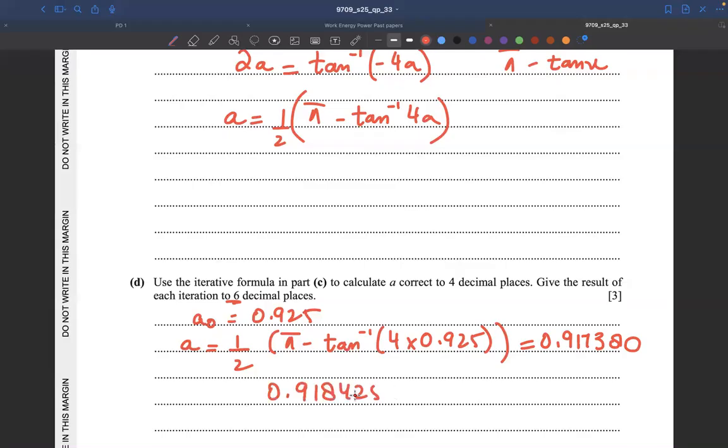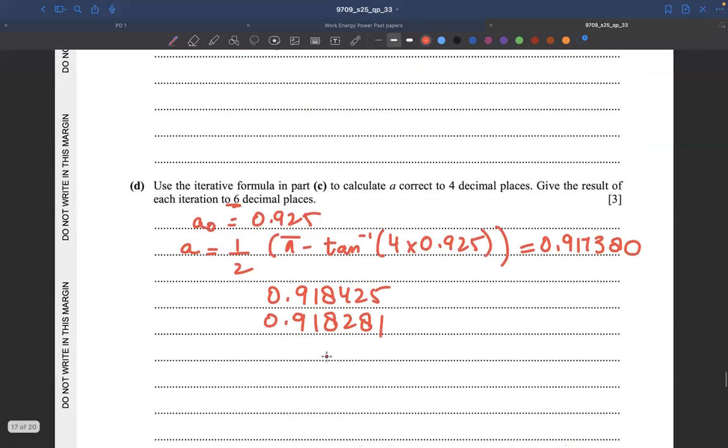Then substituting it back over here, we are getting the second answer as 0.918425, and then we get 0.918281, and then 0.918301, and then 0.918298, and then we are again getting 0.918298. So we are getting the same answer again.